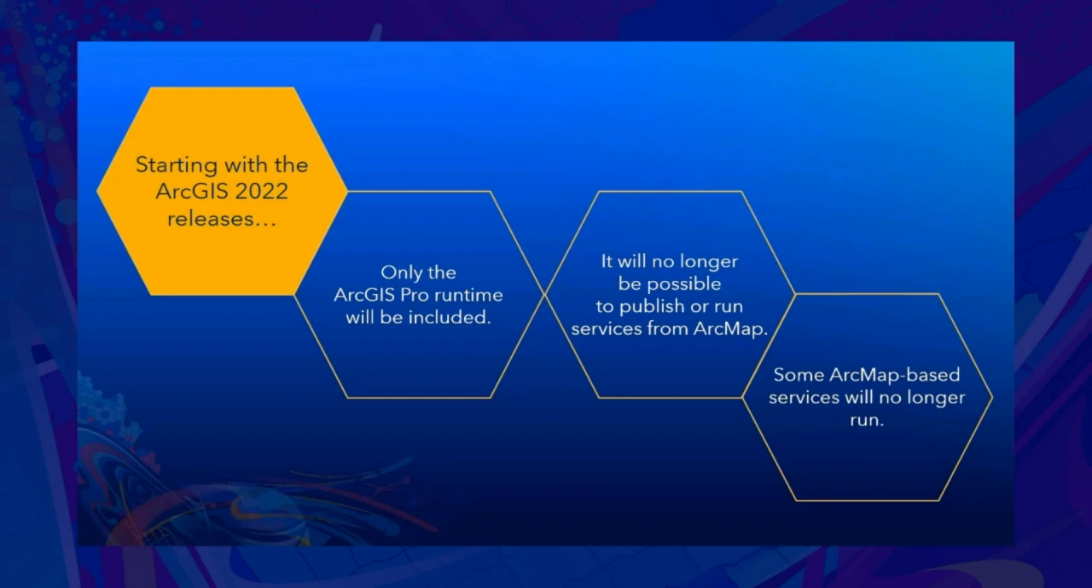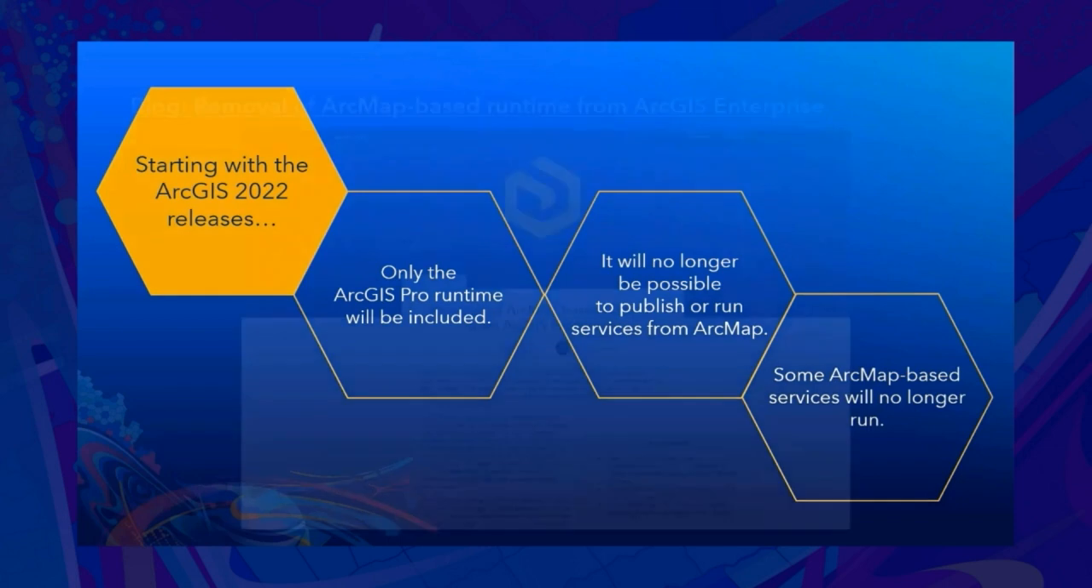Now I realize this may sound a bit scary, but keep in mind that the majority of services will still be able to run with that tooling we're introducing in 10.9. That tooling can help identify those services that won't run with a 2022 release. So this doesn't necessarily need to be a scary thing, but rather an opportunity to be proactive and migrate those services before upgrading to a release with only the ArcGIS Pro-based runtime.